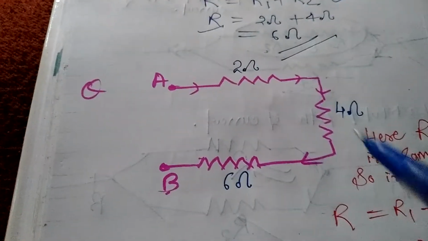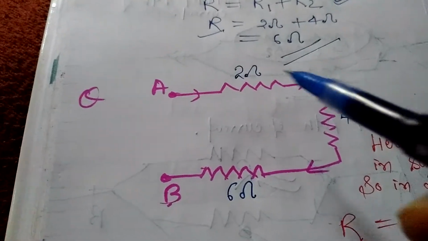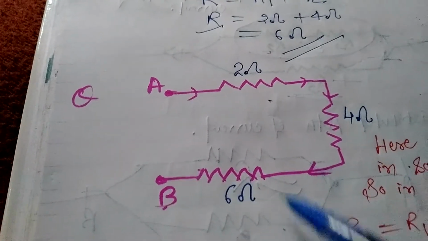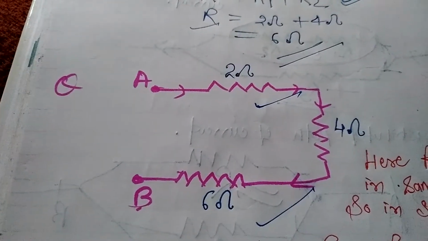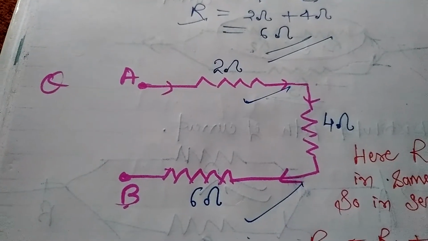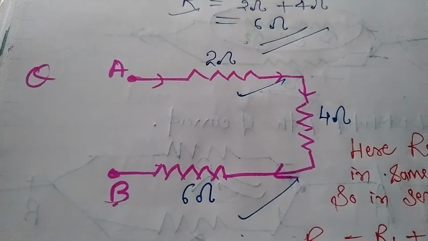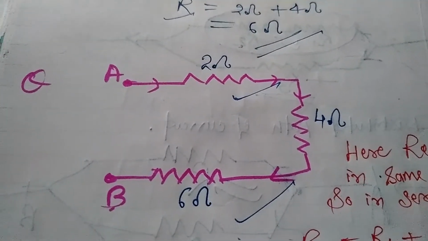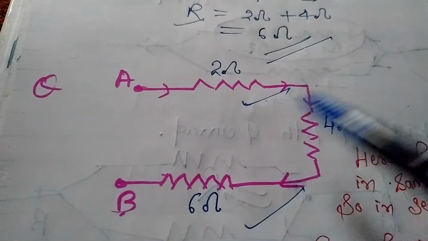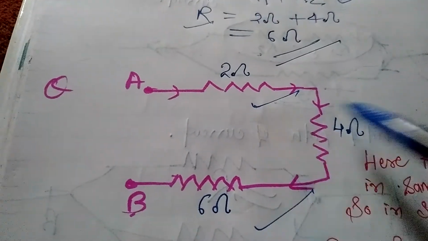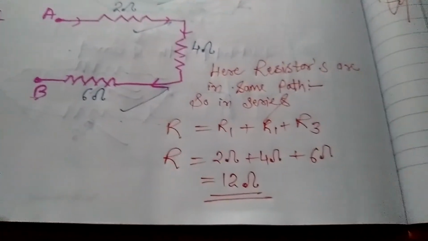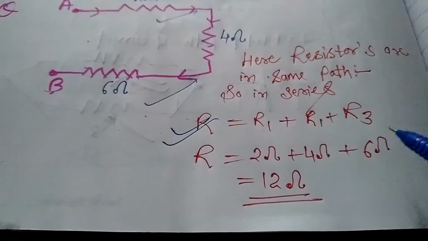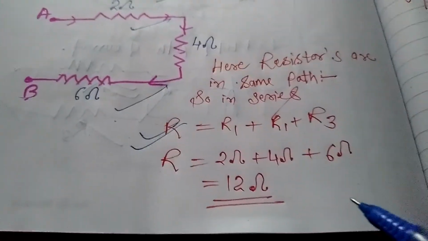Next example, again this is an example of resistors. Here 2 ohm, 4 ohm and 6 ohm are in the same path of the electric circuit. That is why all the resistors are in series, because all the resistors are connected in the same path, not in a distributed path of electric current. Current is flowing in the same path. To calculate equivalent resistance, we know that when resistors are in series, R is equal to R1 plus R2 plus R3. That is equal to 12 ohm.